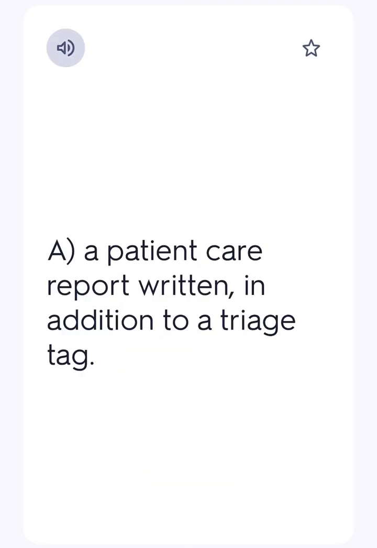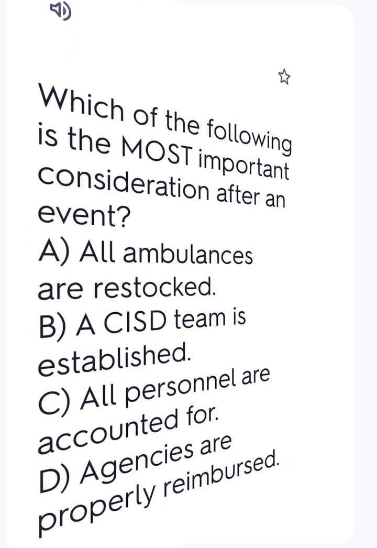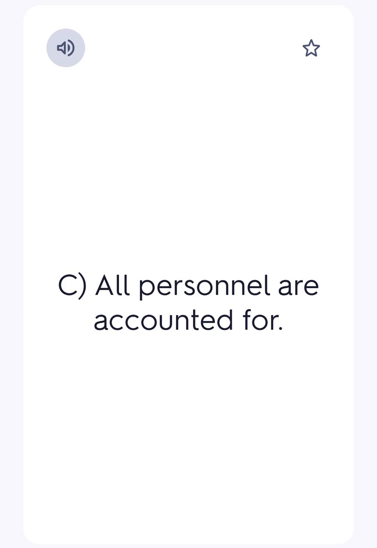A patient care report written, in addition to a triage tag. Which of the following is the most important consideration after an event? A. All ambulances are restocked. B. A CISD team is established. C. All personnel are accounted for. D. Agencies are properly reimbursed. C. All personnel are accounted for.